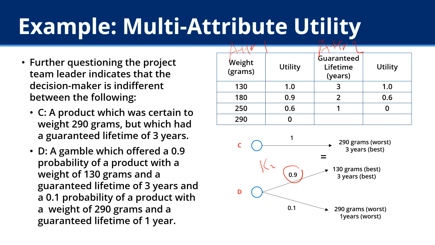This swing is basically worth 0.9. You notice that the K2 value is bigger than K1. So at least for this decision maker, they value this higher than the first attribute. Okay. Again, we could look at this equation.